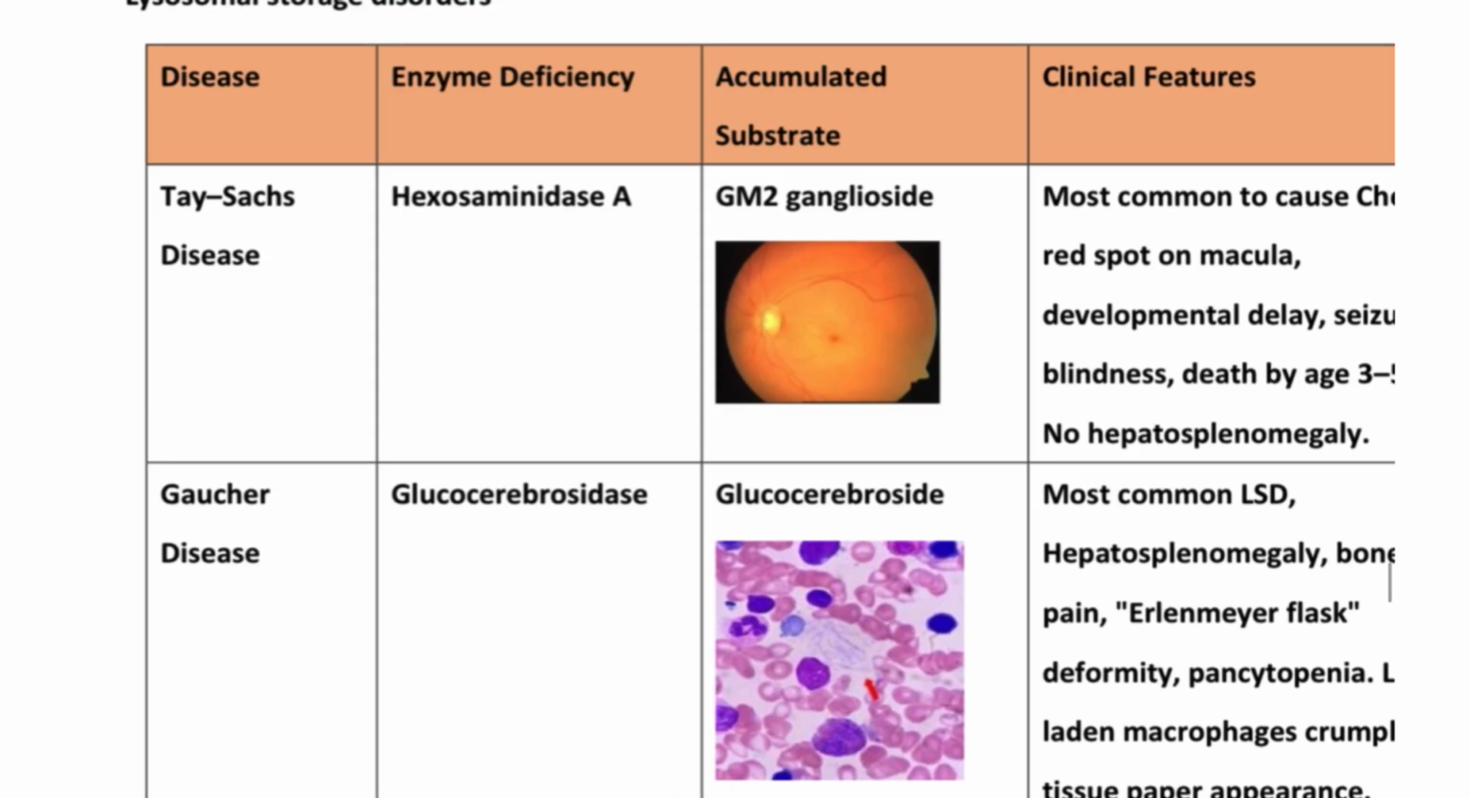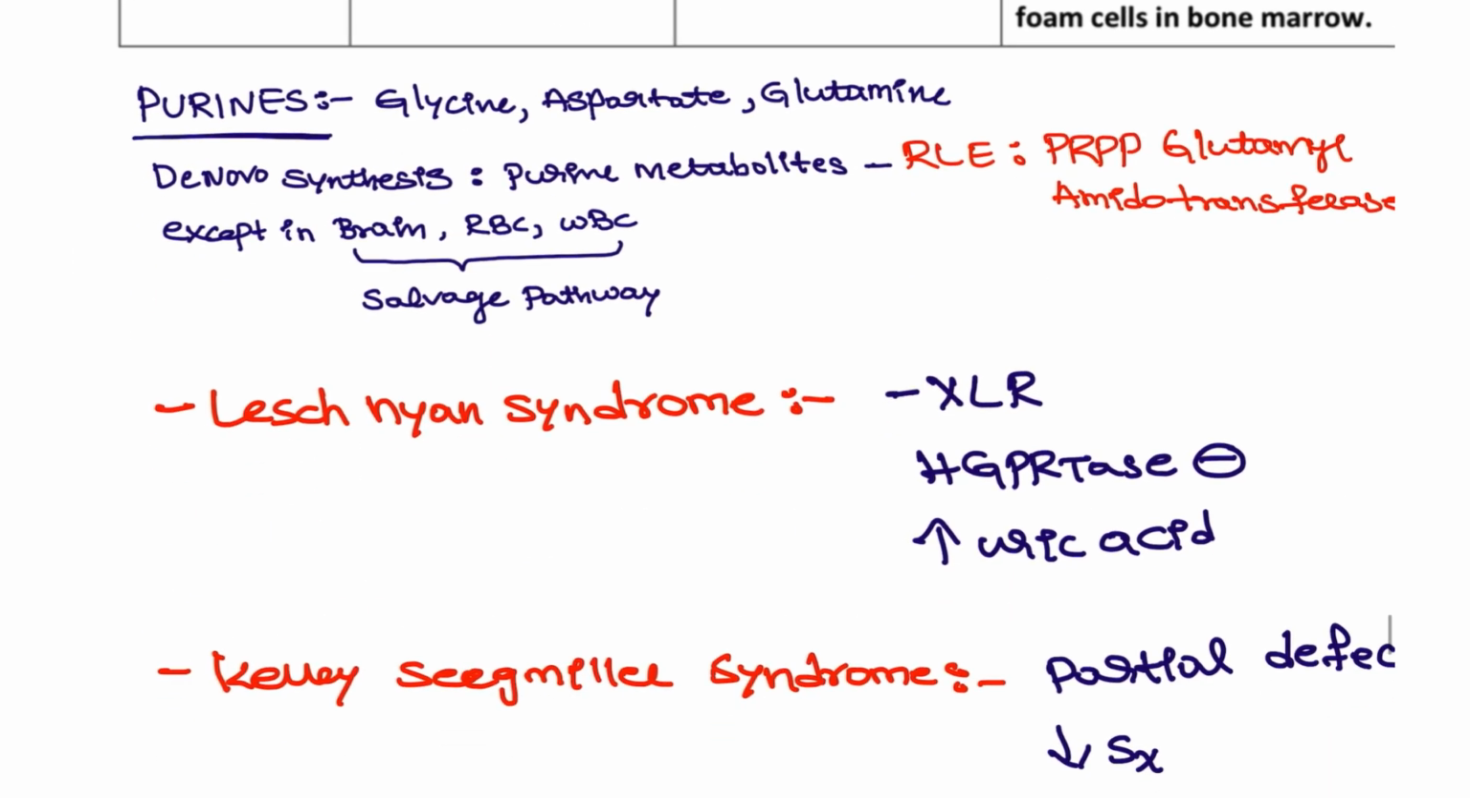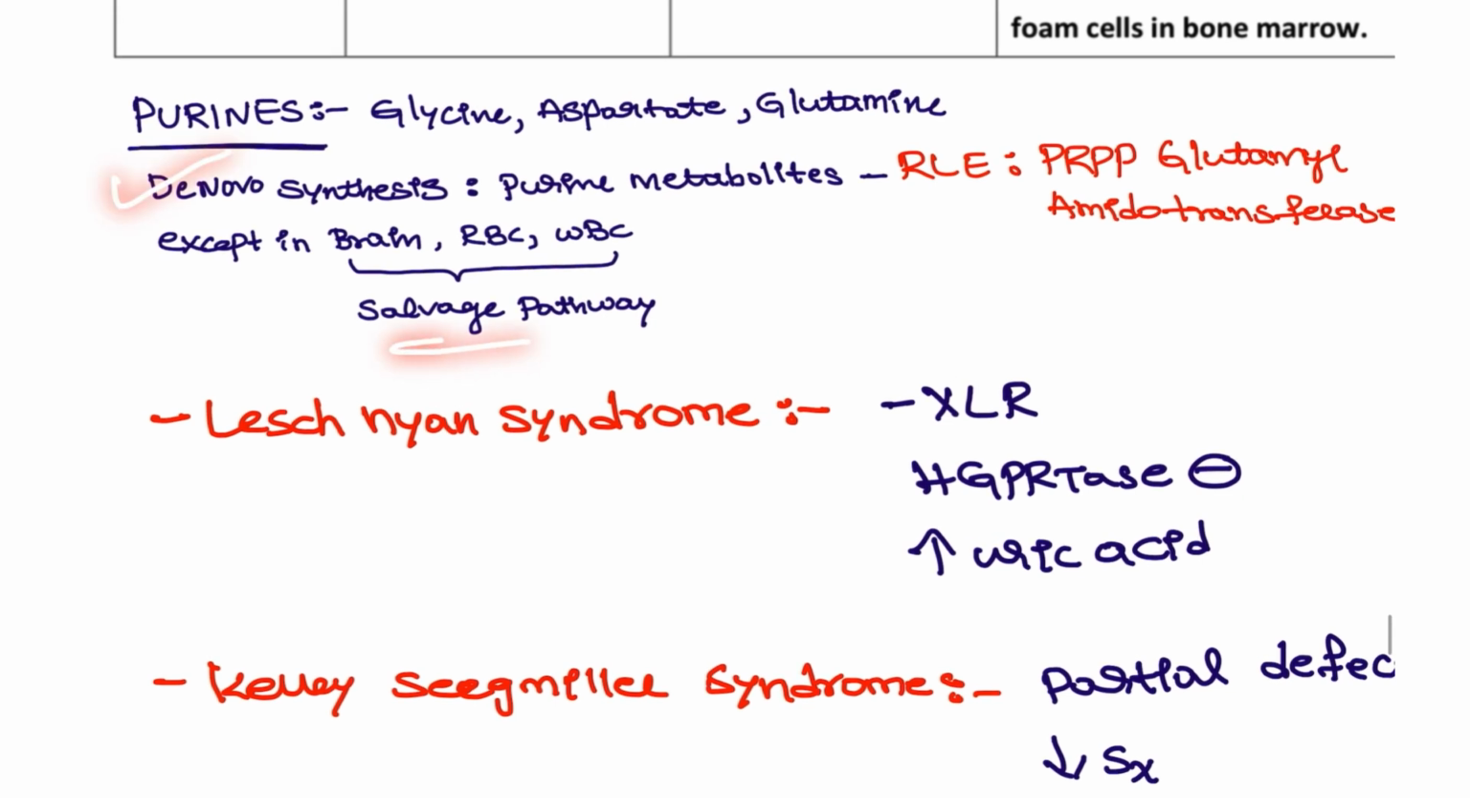Cherry red spots are seen commonly with Tay-Sachs, then with Niemann-Pick and Gaucher's. Next, the purine ring will be formed by glycine, aspartate and glutamine, and this has two pathways, de novo synthesis and the salvage pathway. De novo synthesis is seen in every structure except brain, RBC and WBC. For the brain, RBC and WBC, there will be the salvage pathway.